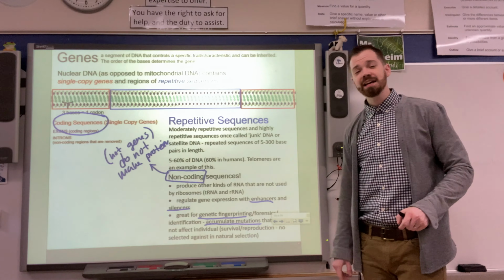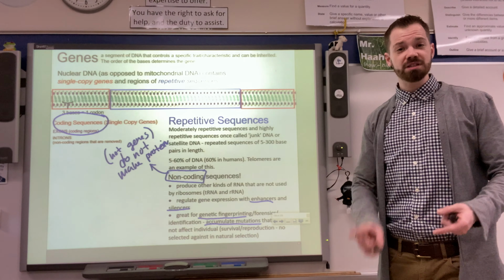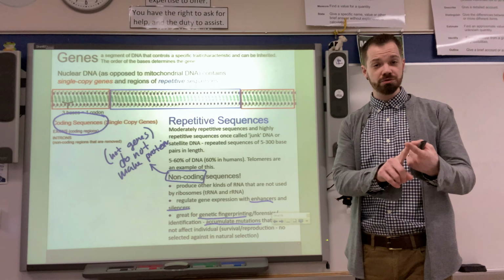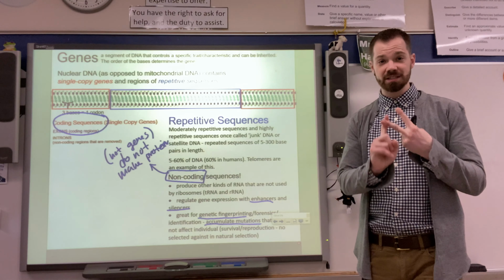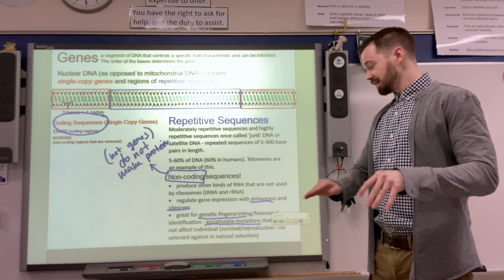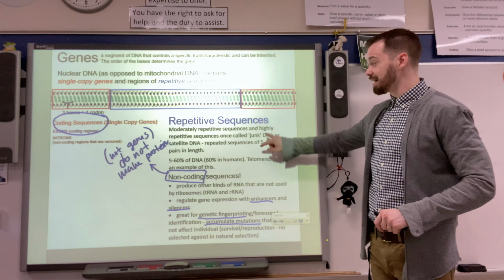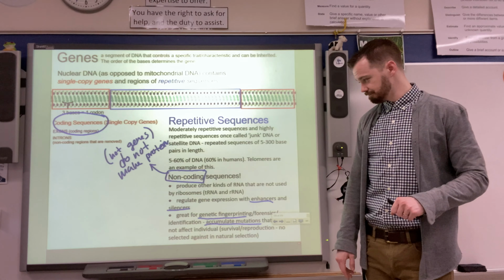They also regulate gene expression. So using the DNA, which genes you use and which genes you turn off, silence, or don't use, that is actually controlled by these repetitive sequences.